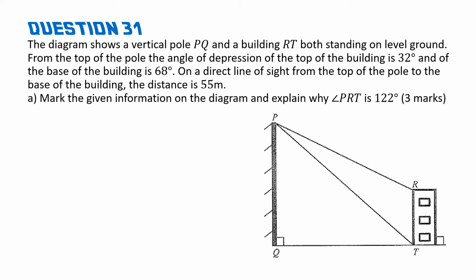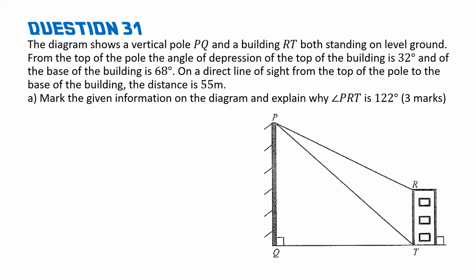Now, from the top of the pole, the angle of depression of the top of the building is 32 degrees, and then the angle of depression to the base of the building is 68 degrees. On a direct line of sight from the top of the pole to the base of the building, the distance is 55 meters. Mark that given information on the diagram and then explain why angle PRT is 122 degrees.